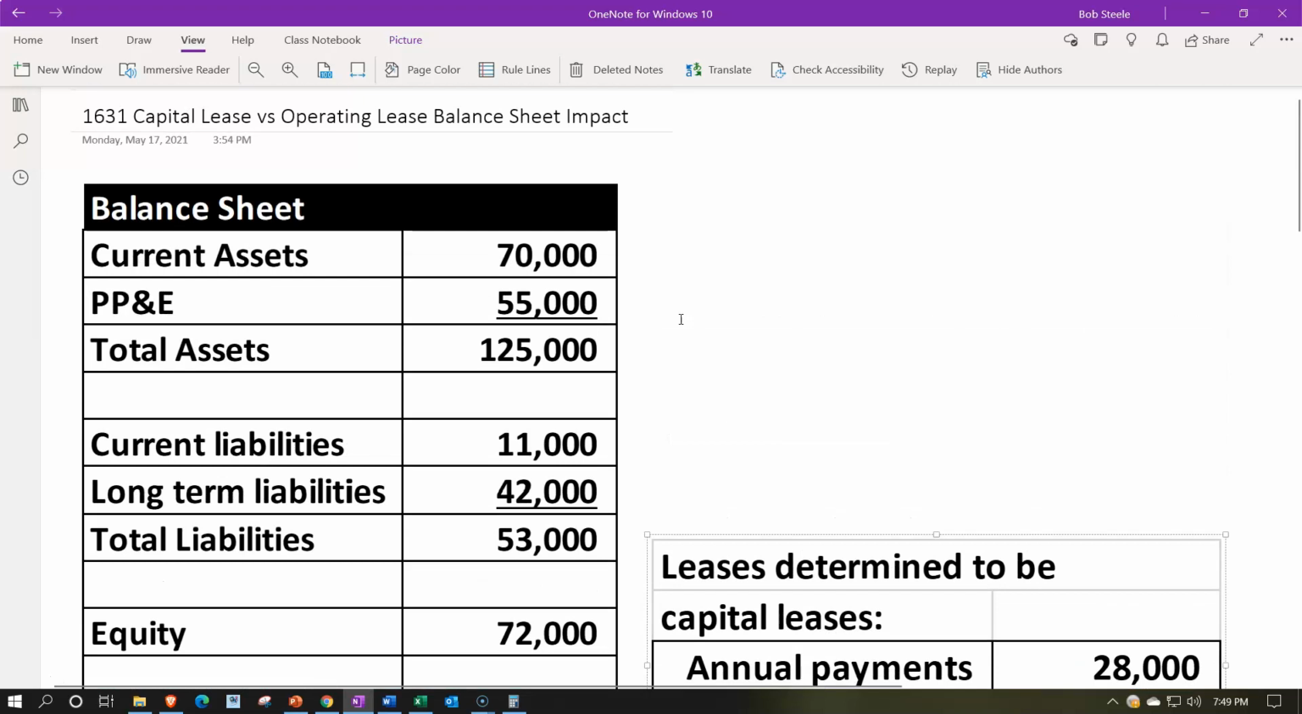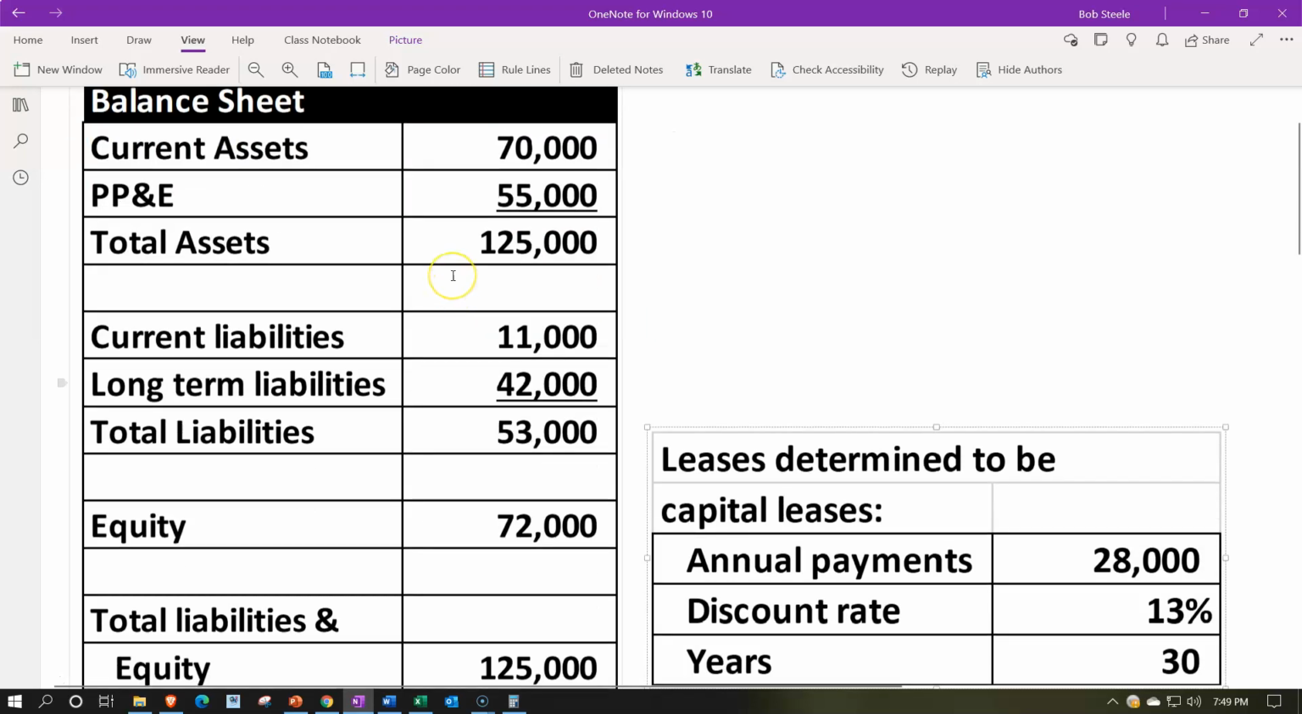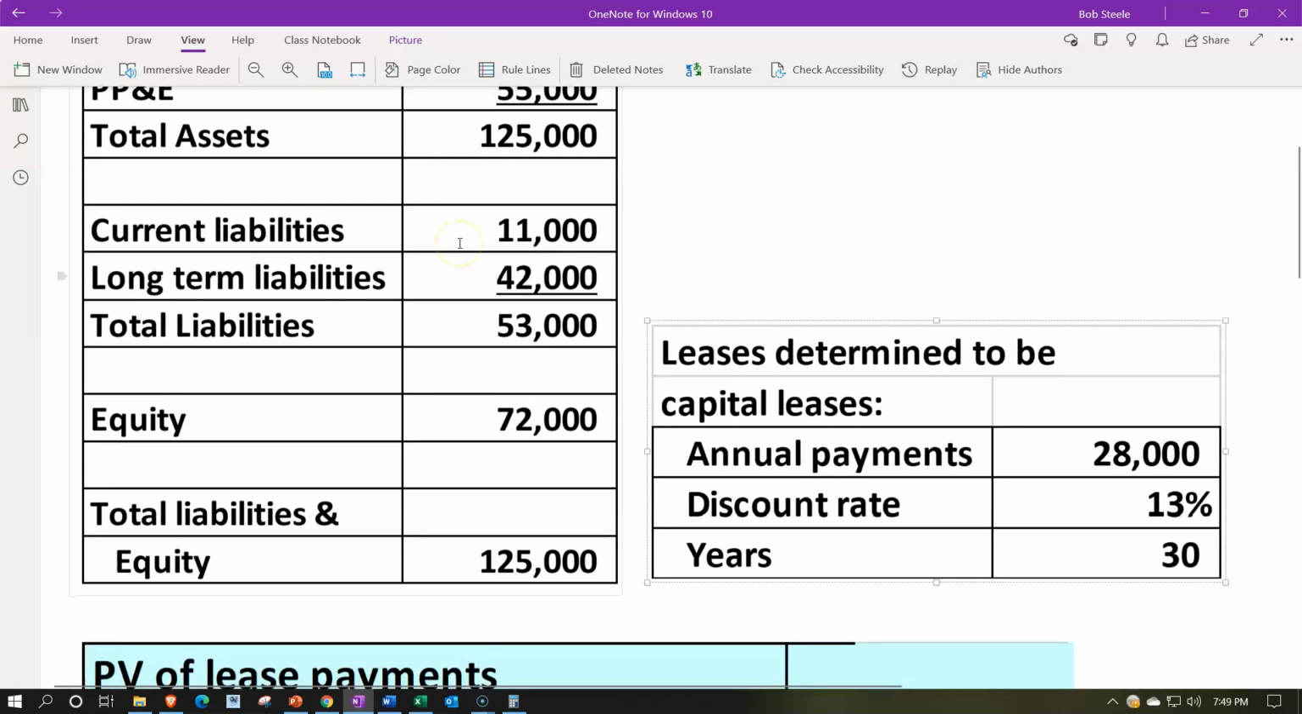So we got a basic balance sheet starting point. We'll say the current assets are at $70,000, PP&E, property, plant, and equipment, $55,000. Total assets then at $125,000. Liability side of things, we got the current liabilities, $11,000. Long-term liabilities, $42,000. Total liabilities, $53,000. Equity then at $72,000, the total liabilities and equity being the same as the assets, of course. That's why it's a balance sheet at $125,000.